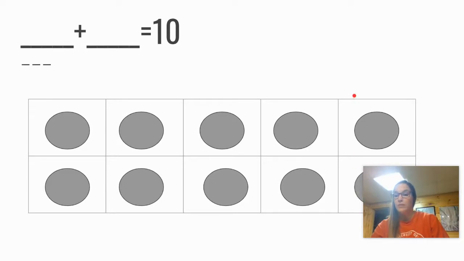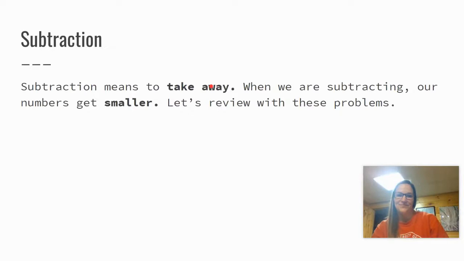So what should our problem be? What do you think? Here it is. 3 plus 7 equals 10. Were you correct? Good job.